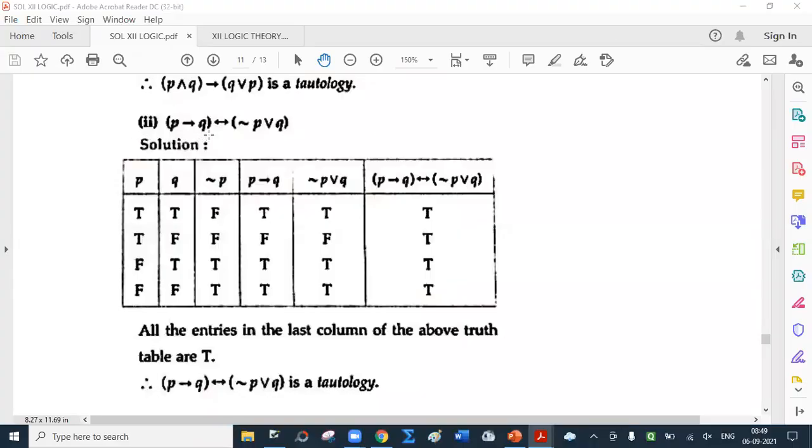Second, P implies Q biconditional, not P or Q. First column P, second Q. We need not P only. We do not need not Q, so we need not make that column. Then P implies Q, not P or Q, and finally the double implication. So you will notice that all entries in the last column are T. So it's a tautology.